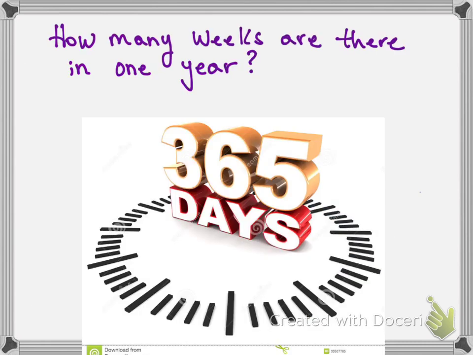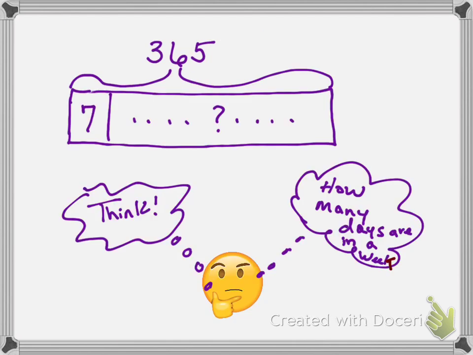Our next question is, how many weeks are there in 1 year? Well, we know that there are 365 days. So now we have to say, how many weeks are there in 1 year? If we're thinking how many days are there in a week, we need to think that there are 7 days in a week and there's 365 days in a whole year.